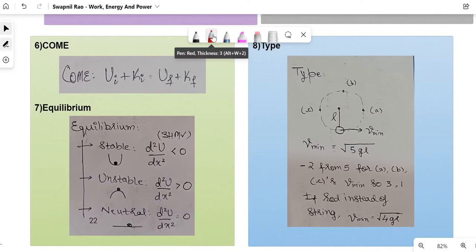Like I just mentioned above, the summation of kinetic energy and potential energy will always be a constant. So in this case, you can see that it will be initial potential energy plus initial kinetic energy is equal to the final of both of them. So this is a very simple statement, and you might have learned it previously. So next one would be equilibrium.